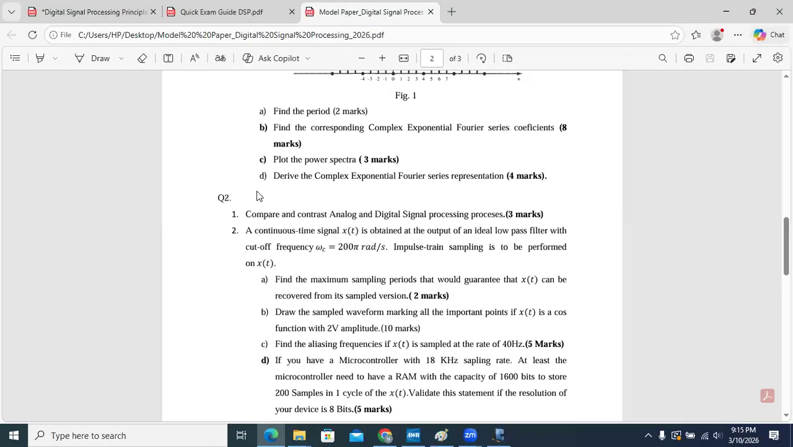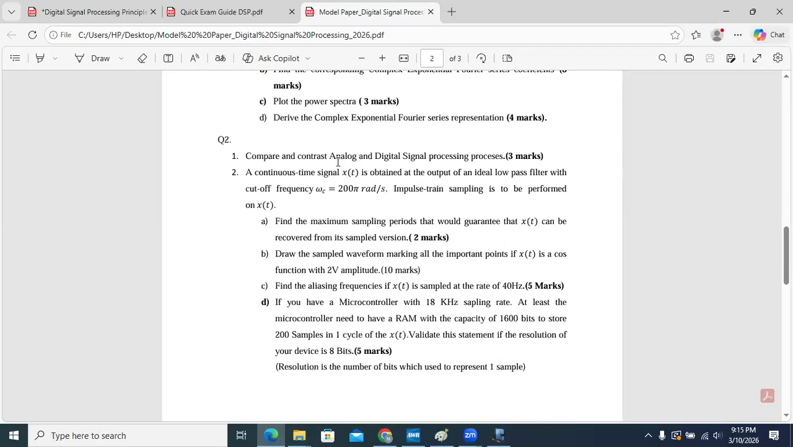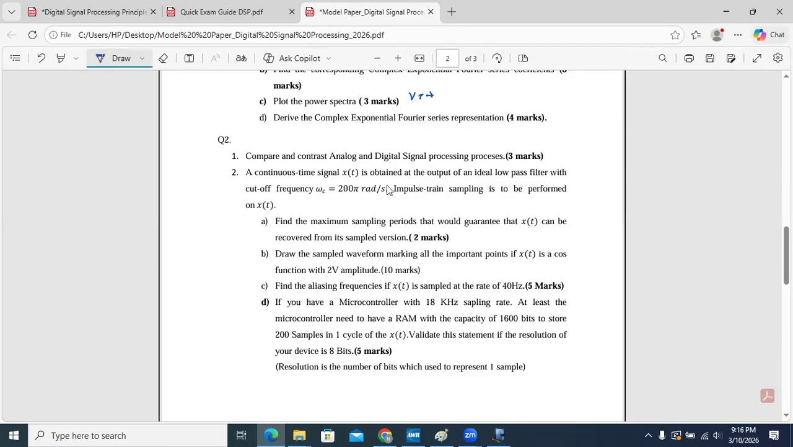Sampling. So the first question is related to analog and digital signal processing. We know that the real world is analog. For example, our voice is analog in nature. If you take temperature, the temperature variation is analog. The height variation is analog. So all physical parameters are analog.